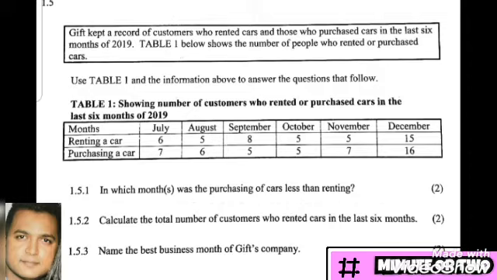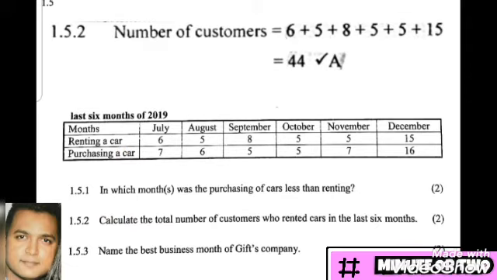1.5.2, calculate the total number of customers who rented cars in the last 6 months. So all we need to do is add up only the column where it's the rented cars. So it would be 6 plus 5 plus the 8 plus the 5 plus the next 5 for November and December 15. So adding up those amounts, we'd arrive at 44 customers.